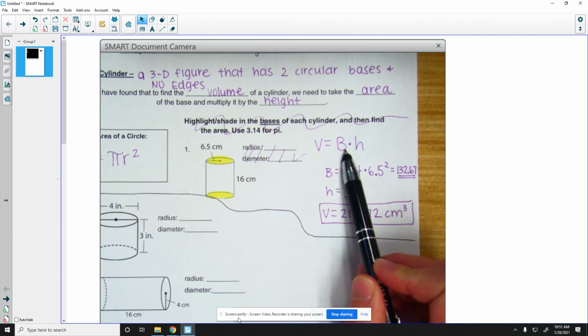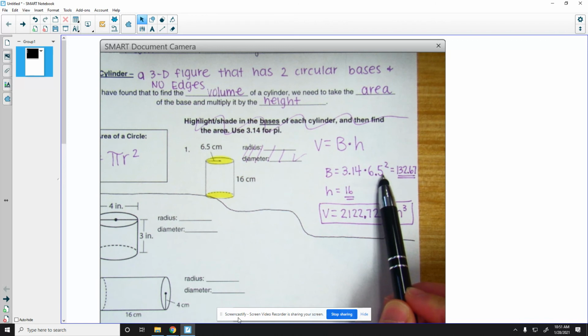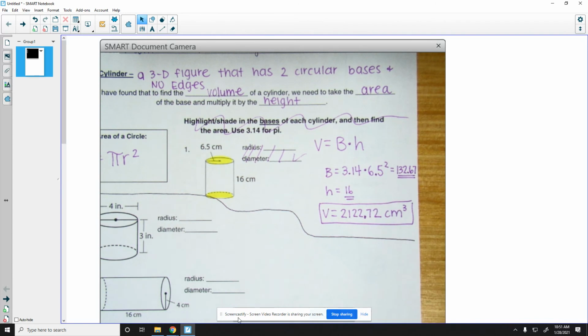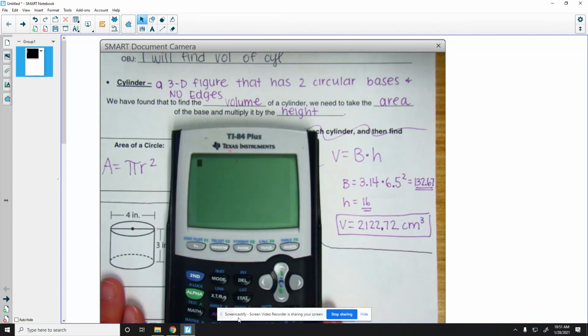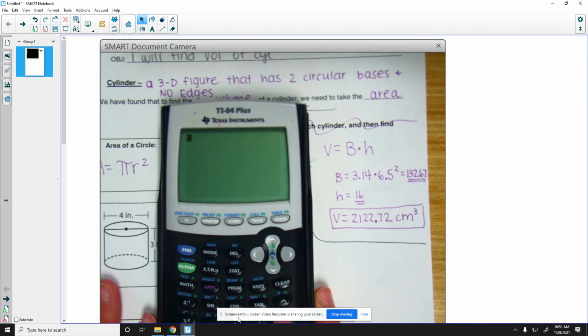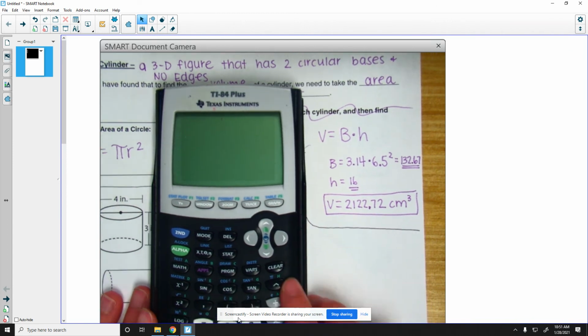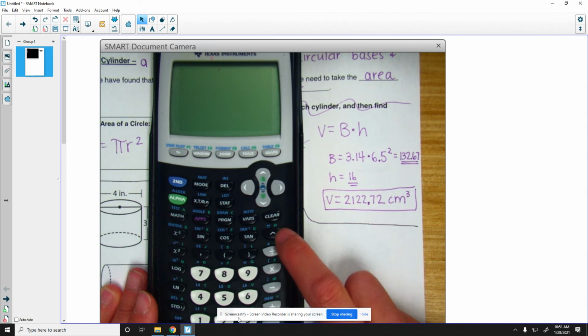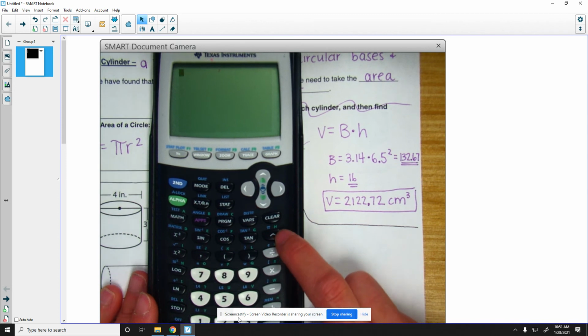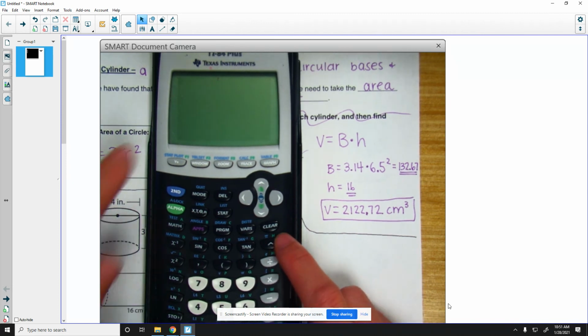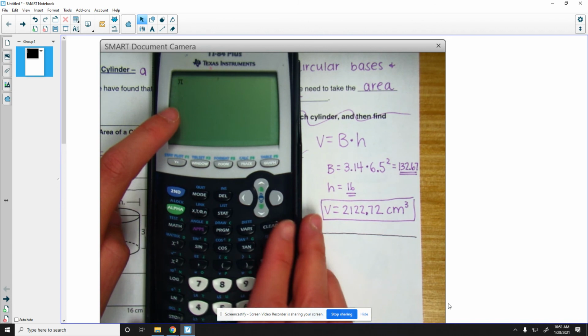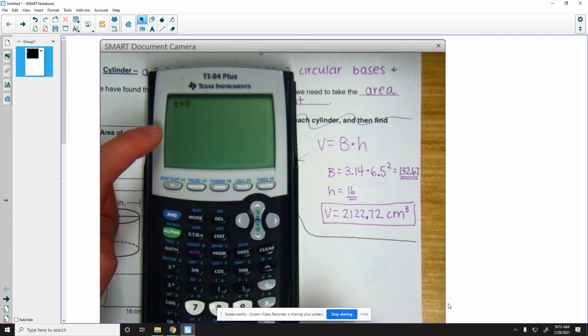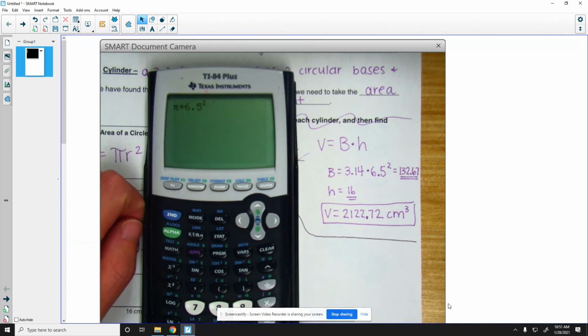Capital B is the area of your base. So you have to do this problem. Here's one more thing that might come up. You're like, ooh, I have this fancy calculator. I don't want to write 3.14 for pi. I want to use the pi symbol. Do you see how the pi symbol is right here? It's right underneath clear in blue. So some of you want to do pi like that, and then times 6.5 squared like that.